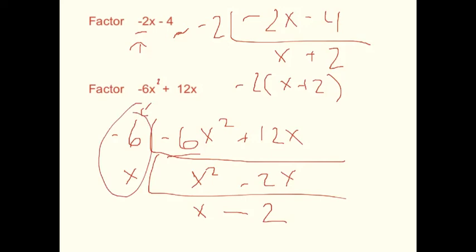So when I multiply these two together, I get negative 6x, and inside parentheses is x minus 2. That is my fully factored binomial. If I were to distribute the negative 6x, I would get negative 6x squared minus 12x.